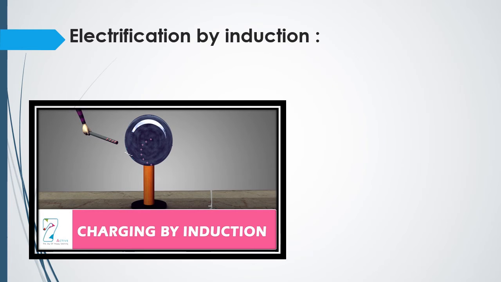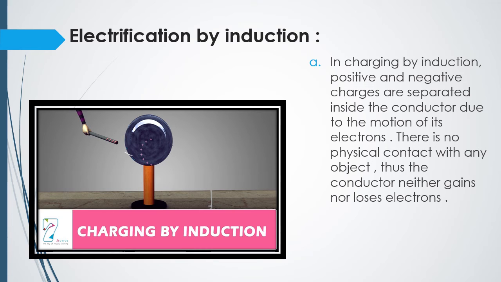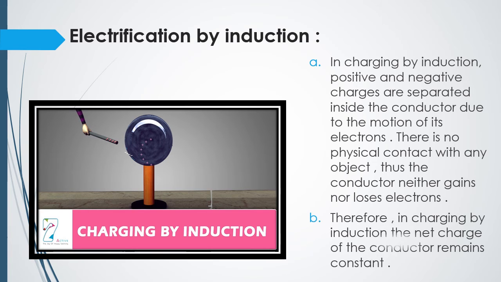Finally, electrification by induction. In charging by induction, positive and negative charges are separated inside the conductor due to the motion of its electrons. There is no physical contact with any object. Thus, the conductor neither gains nor loses electrons. Therefore, in charging by induction, the net charge of the conductor remains constant.